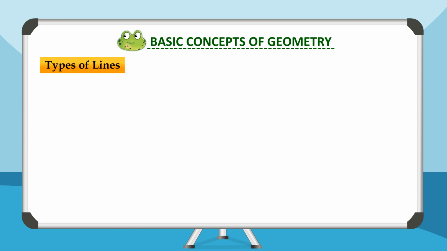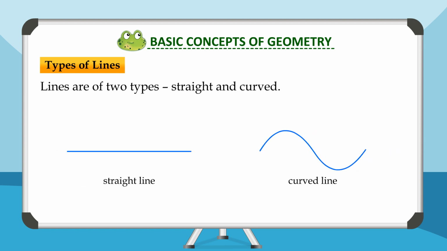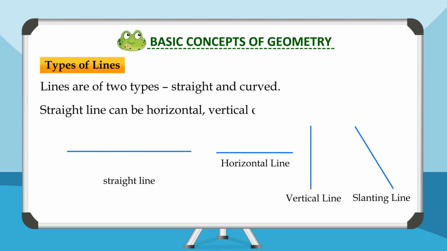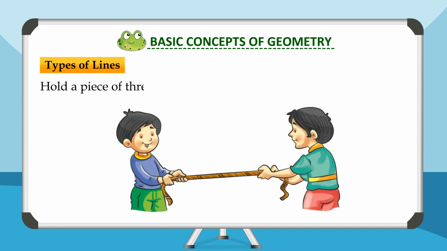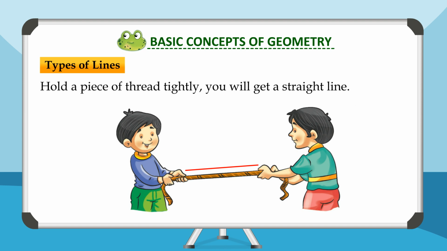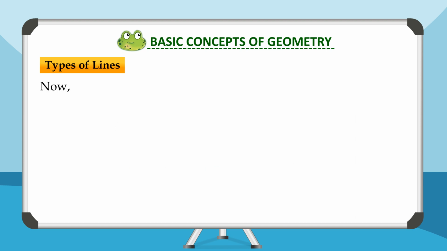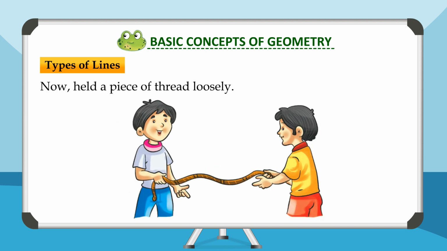Types of lines. Lines are of 2 types, straight and curved. Straight line can be horizontal, vertical, or slanting. Hold a piece of thread tightly. You will get a straight line. Now, hold a piece of thread loosely. You will get a curved line.